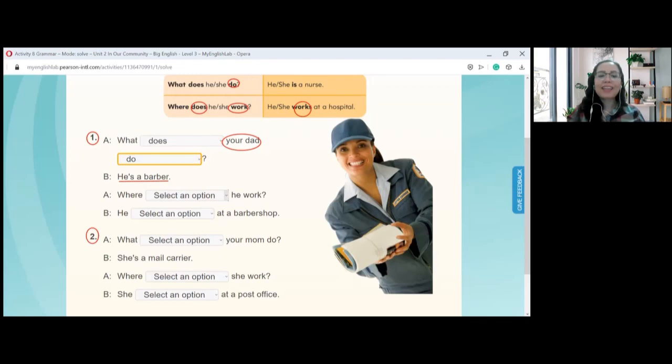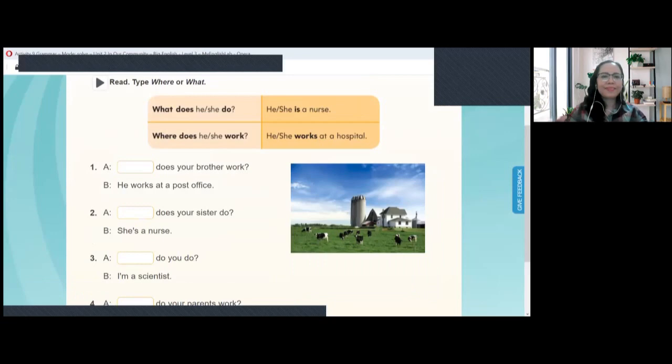Okay, the rest of these dialogues, please complete yourself, yeah? Remember to attach these workbooks. All right, we'll continue to the next exercise. We continue to do activity 10. Read, write where or what.